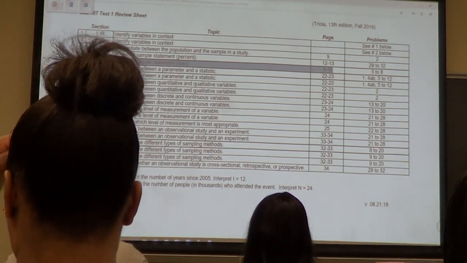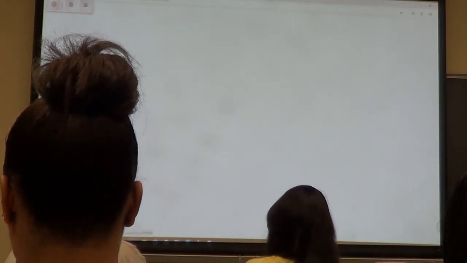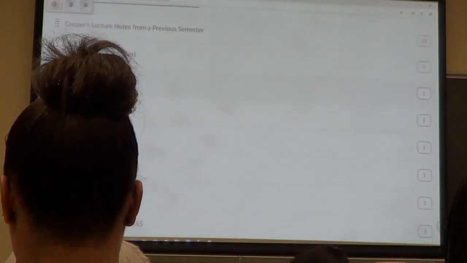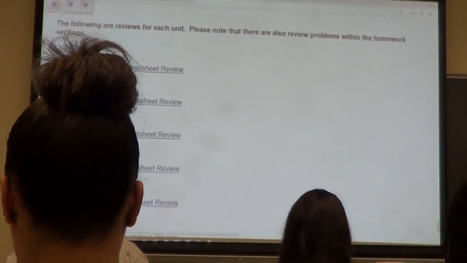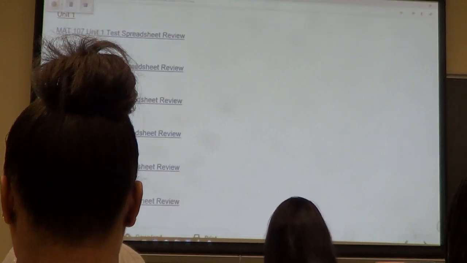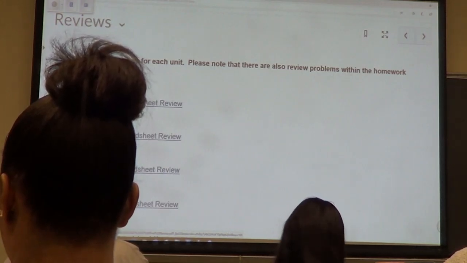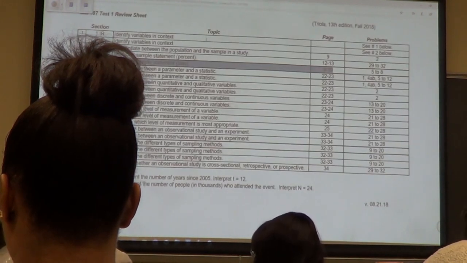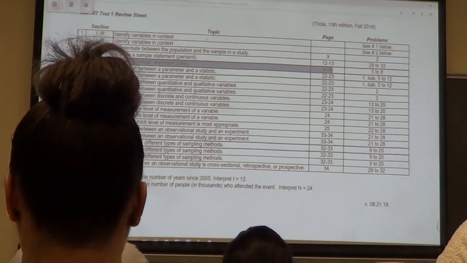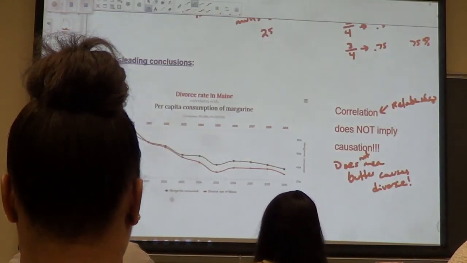Where is that sheet? That sheet is under content. There's a button off to the side that says unit test reviews right here. When you click on that, you've got to click it twice. I have every single one. This is test 1, test 2, test 3, test 4, test 5, and the exam. You can go ahead and print it out, vertical or horizontal. I'm telling you that the first test is going to be 20 questions, and I'm telling you what you need to study for those 20 questions. We good? All right, let's start looking at 1.2.